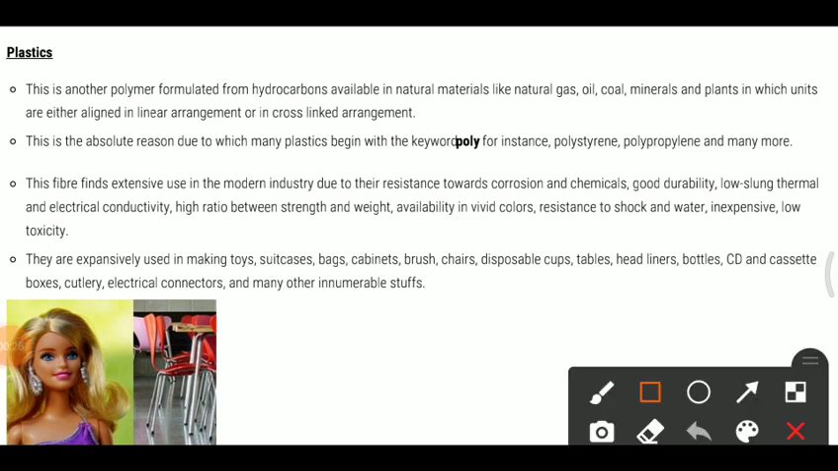Plastics. You must be familiar with many plastic articles used every day. For example, brushes, bags, suitcase, toys, chairs, buckets are so many examples of plastic articles. Plastic is also a polymer like the synthetic fiber. All plastics do not have the same type of arrangement of units. In some, it is linear, whereas in others, it is cross-linked.